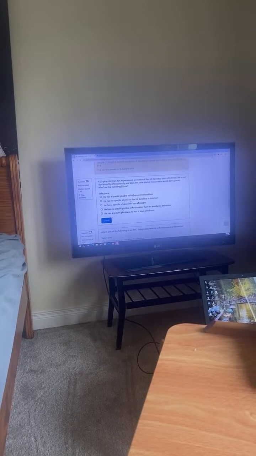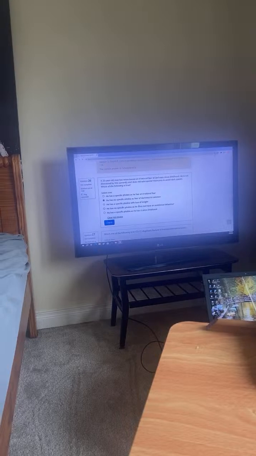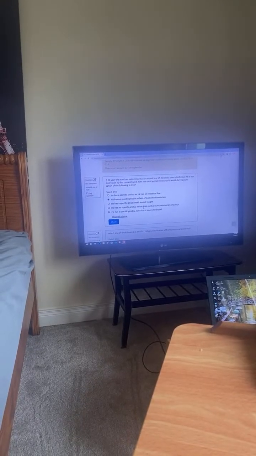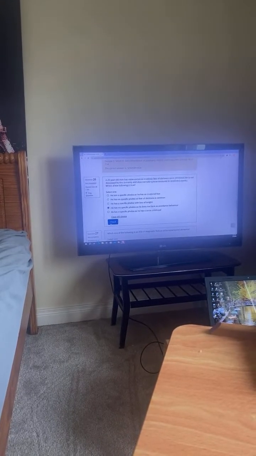He has no specific phobia, as fear of darkness is common. He has no specific phobia as he does not have an avoidance behavior. He has had it since childhood. No, I would say this one is correct.